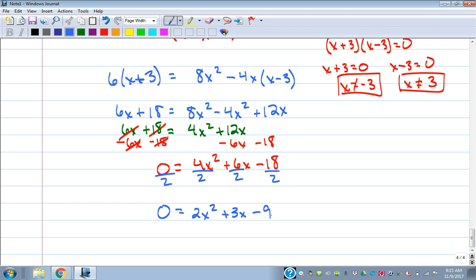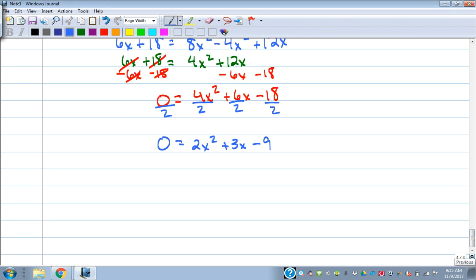Options. X method, I think, multiply to be negative 18 and add to be positive 3. Anything that does that. Negative 3 and 6 does that. So yeah, X method works here. Quadratic formula would also work.